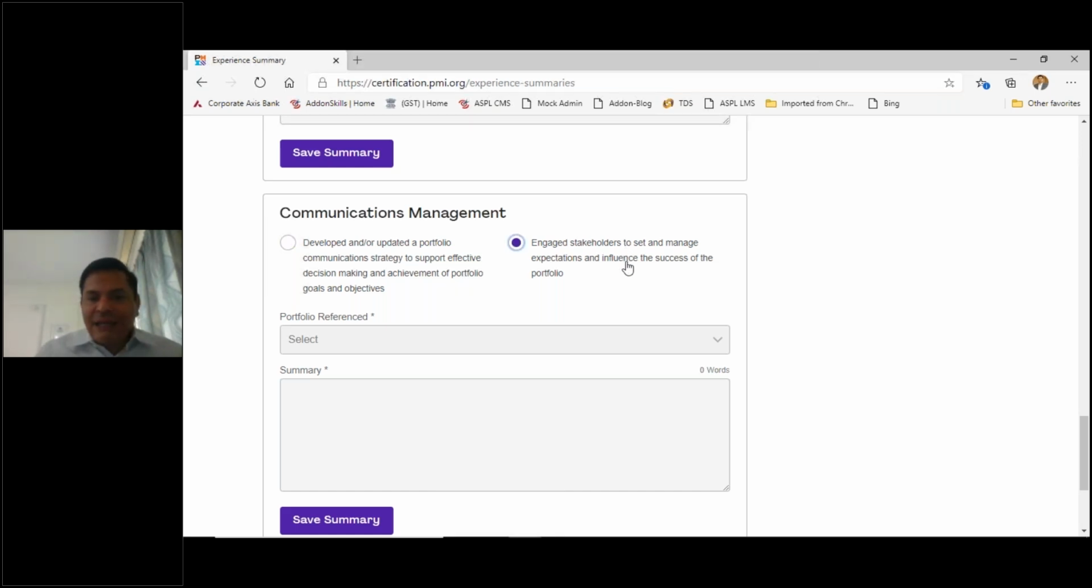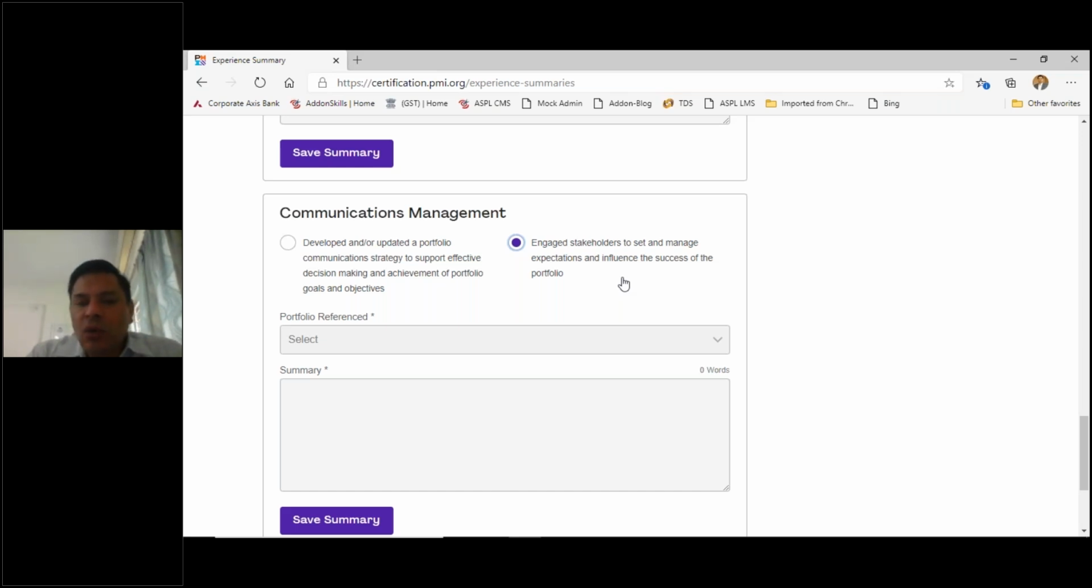And this option is engage stakeholders to set and manage expectations and influence the success of the portfolio. So who was the stakeholder? How did you engage the stakeholder? How did you manage their expectations? What was the influence of the stakeholder? Positive influence, negative influence? How did you manage their influence to ensure your portfolio success? So, different stakeholder engagement strategies.